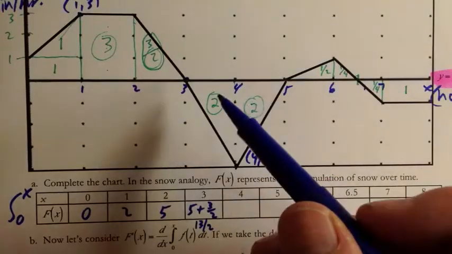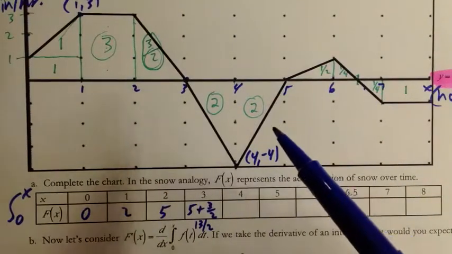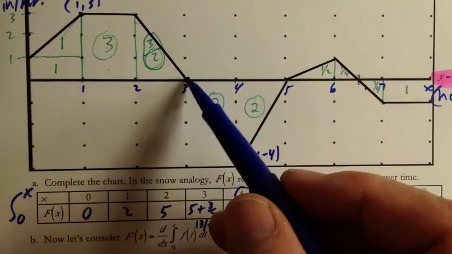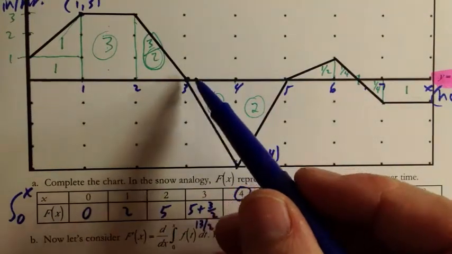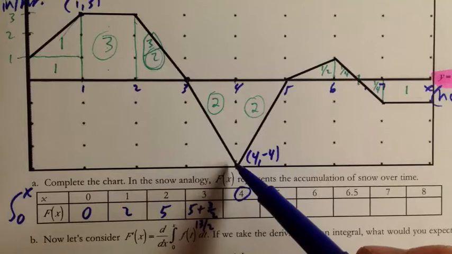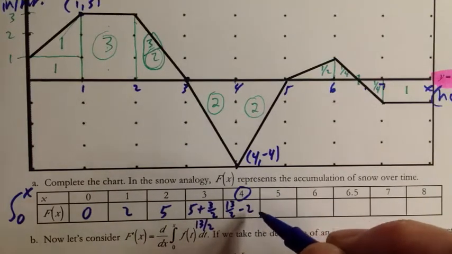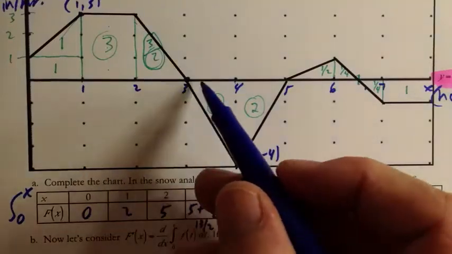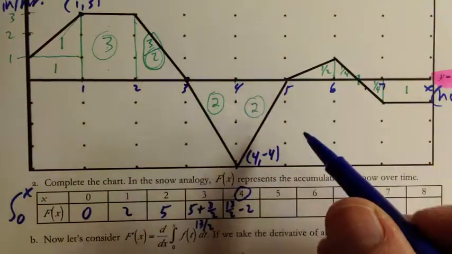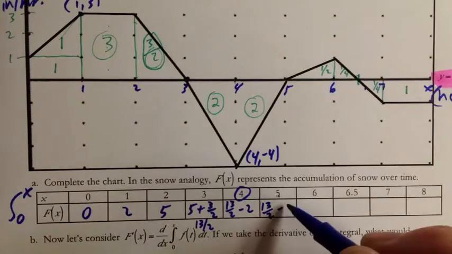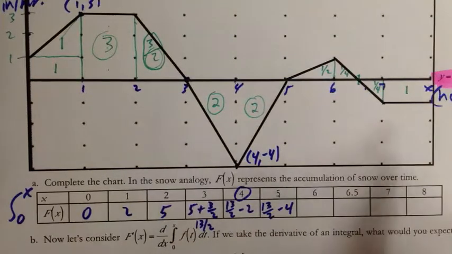Then we need to remember that when x is equal to 4, we have the area above the curve, which is 13 halves, minus the area below the curve, which is 2. So we have 13 halves minus 2. Okay? And then we have minus 2 more when x is equal to 5. So we have 13 halves minus 2 more, which is minus 4.